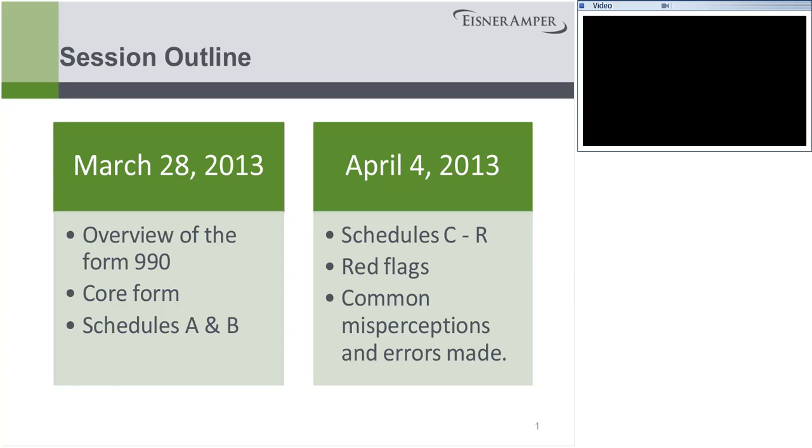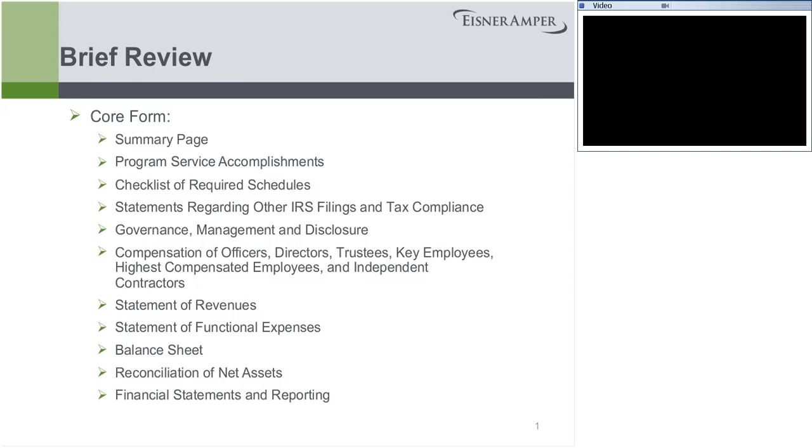We used to try to do this session all in one day, but the core form is 12 pages, and then with all the attachments, it seemed like we were rushing to get through it. So we decided it would be a good idea to do the core form in one session and then go through all the attachments in the second session. So today we're going to go through schedules C through R. We're going to talk about some red flags that you would note within the form and some common misperceptions and errors that are commonly made.